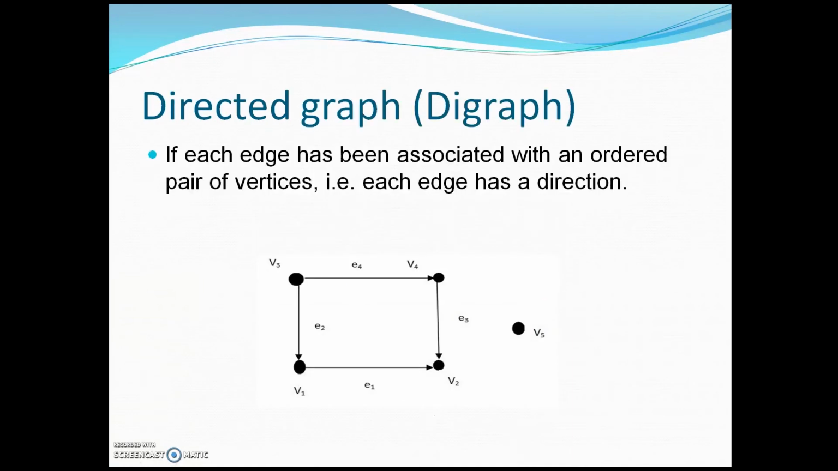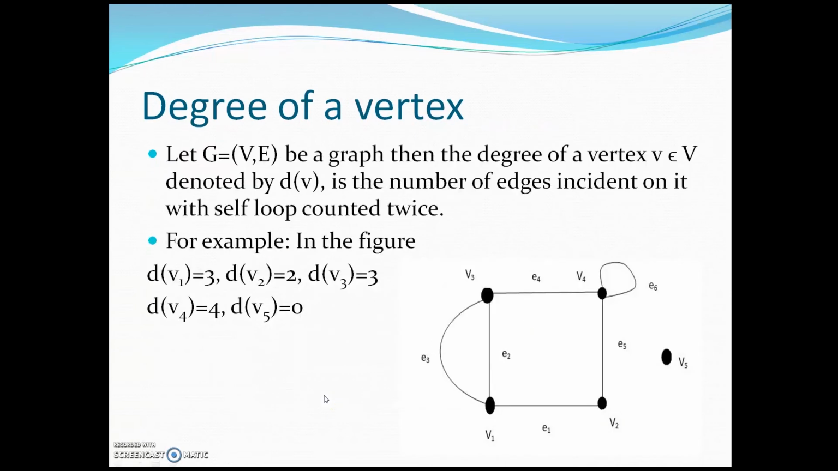Now, the directed graph. A graph is said to be directed if its edges have been associated with an ordered pair of vertices, that is, its edges have a direction. So in this figure, E1 has the direction from V1 to V2. Here V1 is called the initial vertex and V2 is called the terminal vertex. For the edge E2, V3 is the initial vertex and V1 is the terminal vertex, and so on.